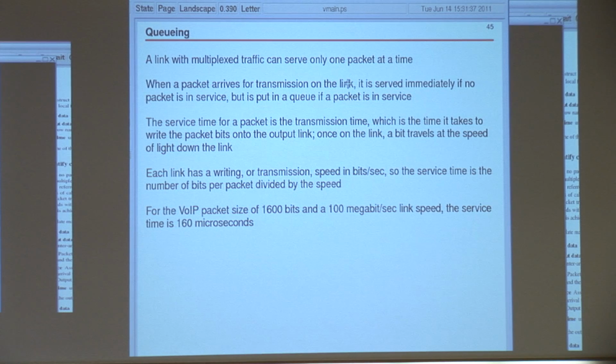So in this queuing mechanism, the service time is the time it takes to write the packet on the link. Each link has a speed in bits per second. In our case, each packet is 1,600 bits. So it's the number of bits divided by the link speed. If we take the 1,600 bits and transmit it at 100 megabits per second, then the service time is 160 microseconds. But it's a queuing mechanism.